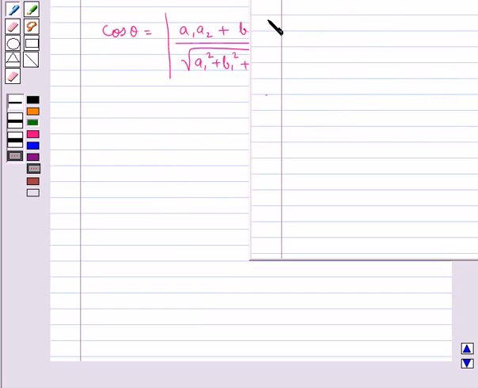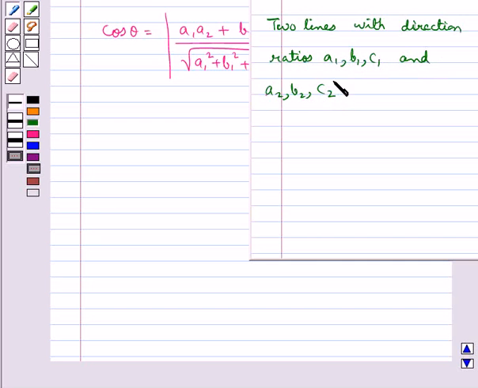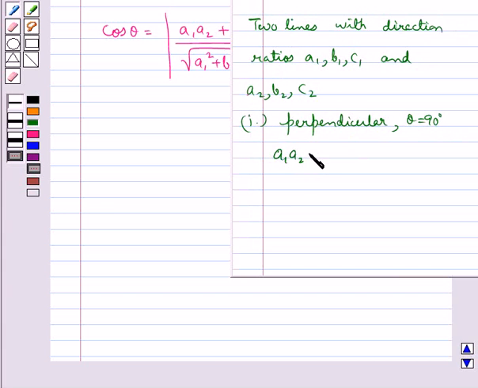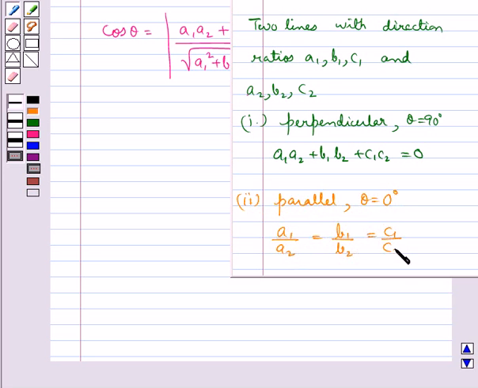One very important thing: if we have two lines with direction ratios A1, B1, C1 and A2, B2, C2, then the two lines are perpendicular, that is, theta equal to 90 degrees, if A1 A2 plus B1 B2 plus C1 C2 is equal to 0, and the two lines would be parallel, that is, theta is equal to 0 degrees, if we have A1 upon A2 is equal to B1 upon B2 is equal to C1 upon C2.